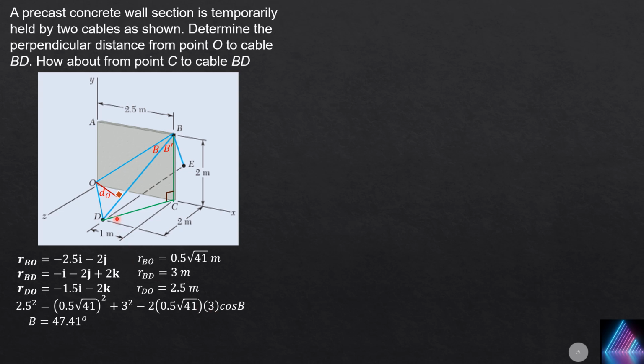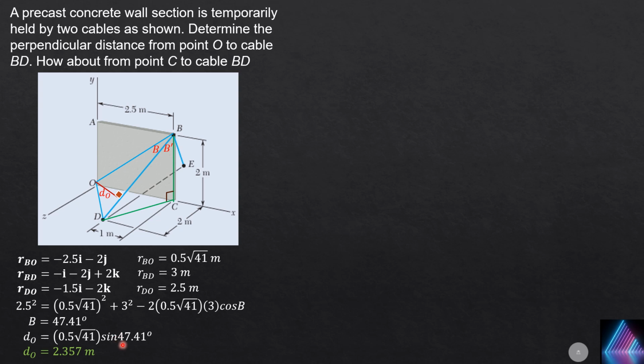So having found B, as I said, DO is equal to the hypotenuse BO, 0.5 square root of 41, sine of B. So 0.5 square root of 41 sine of 47.41 degrees. So DO can now be computed, and it is 2.357 meters.